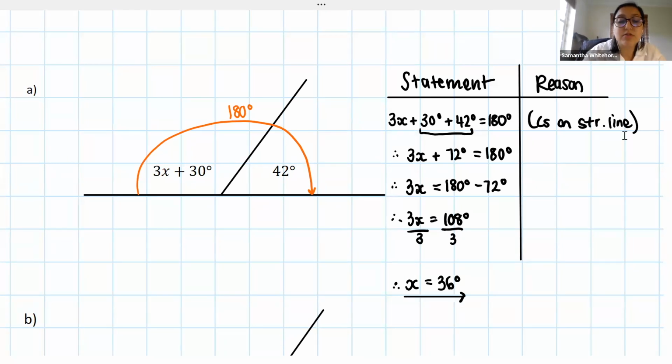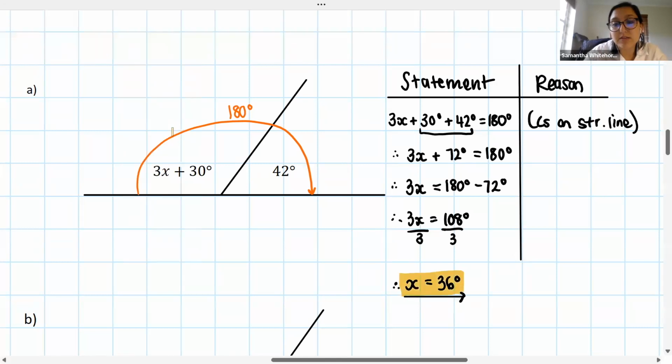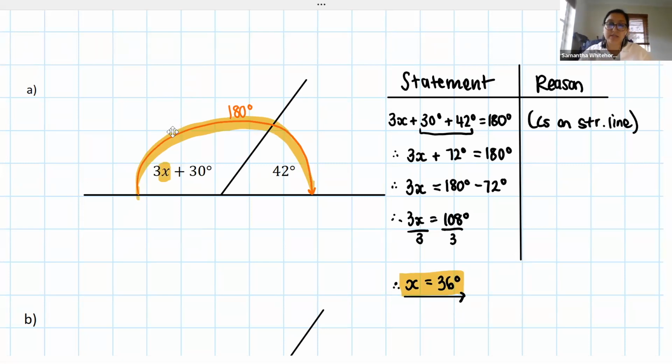Now, grade 8s, please also remember that anytime you've got a solution, you can go and check it. So what you can do now is take this x value that you've just found, substitute it in, and make sure that when you add those two angles together, you do get 180 degrees. So much like an equation, there is a way to check yourself through substitution.